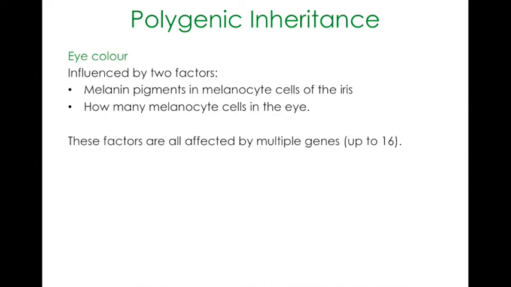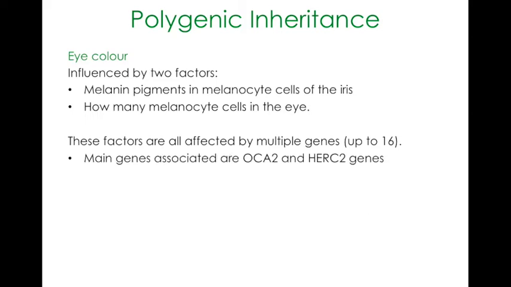Now, there are about 16 genes that determine those numbers, that determine how much pigmentation you have, or how concentrated the pigmentation is, and then also how many cells you actually have in the eye. All right? There are a few that are mainly associated, the OCA2 and HERC2 genes. OCA2 is the main one, right? It produces the melanin which causes brown pigmentation. It's also the same gene that causes pigmentation of your skin. So higher levels of melanin result in brown or darker colored eyes, okay?